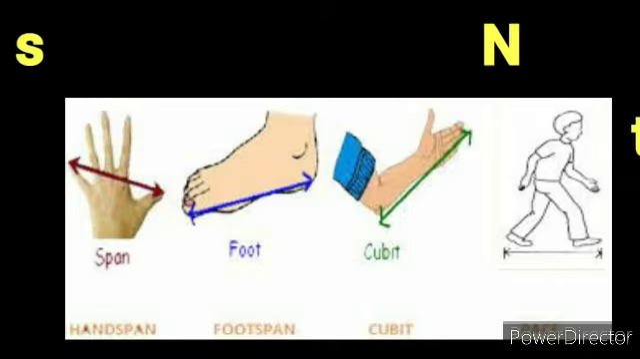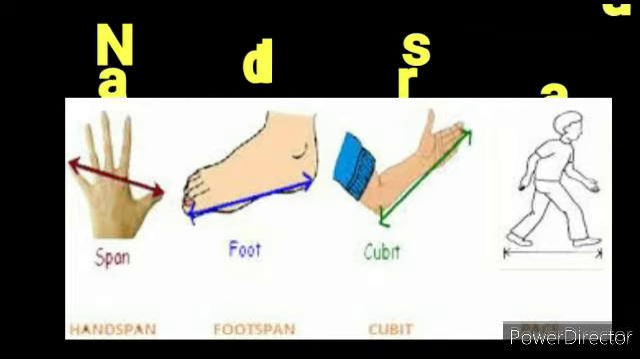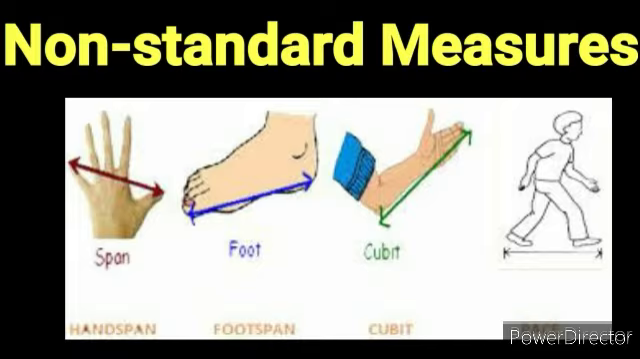In ancient times, we used different things as units of measurement. For example, people used their body parts such as hands, forearms, and feet to measure length. Measuring length using the palm is handspan. Measuring length using forearm is cubit. Measuring length using foot is footspan.